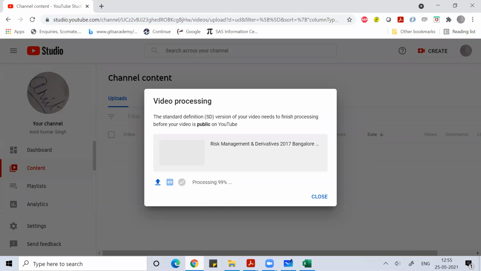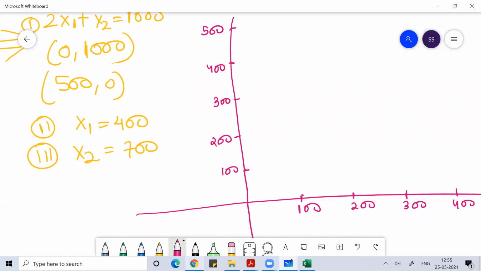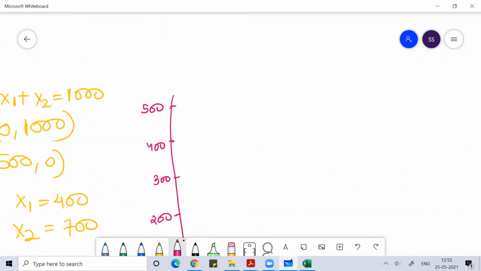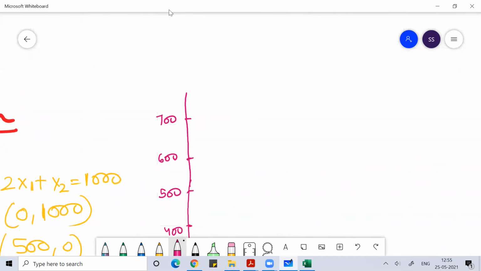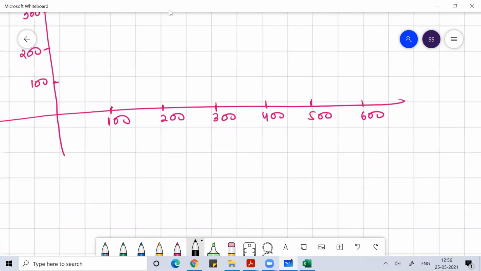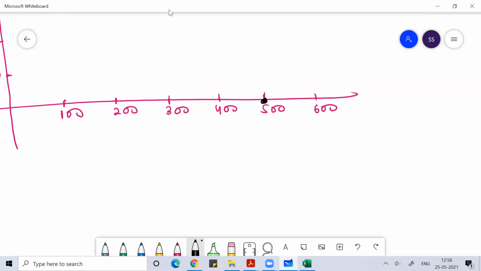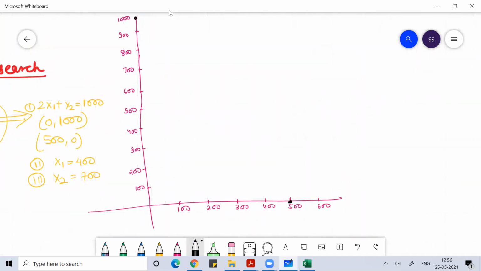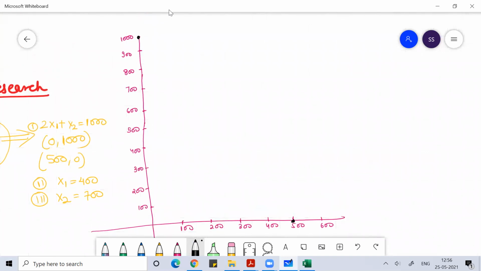So the first coordinate is 0, 1000. I have not written 1000, so draw 1000 here. So 0, 1000, and then 500, 0. Once you get this, I'll draw a line.